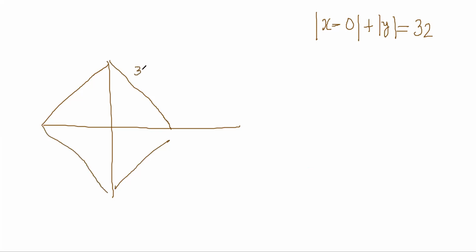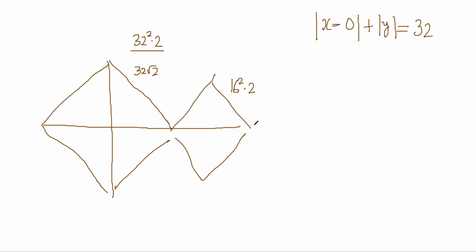This was 32 root 2. So this area was 32 square into 2. The next one became 16 square into 2, right? And the next one became 8 square into 2, right? So all the areas are clearly varying in a diminishing sequence, right?